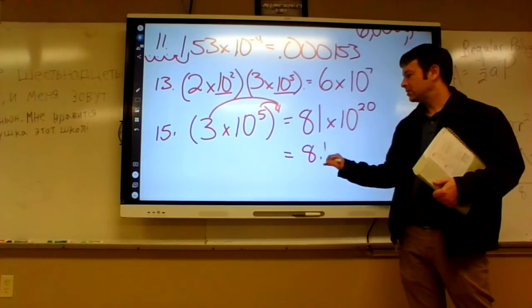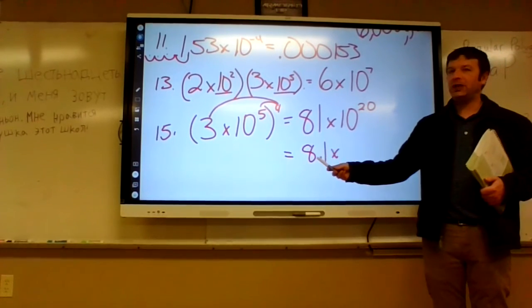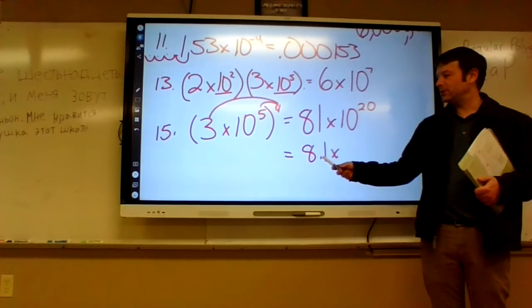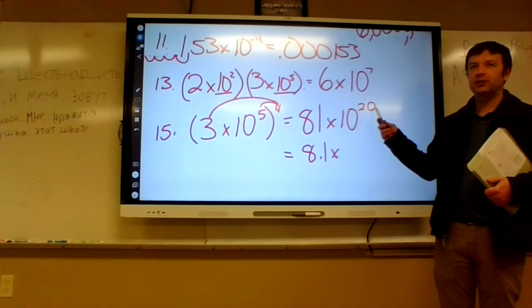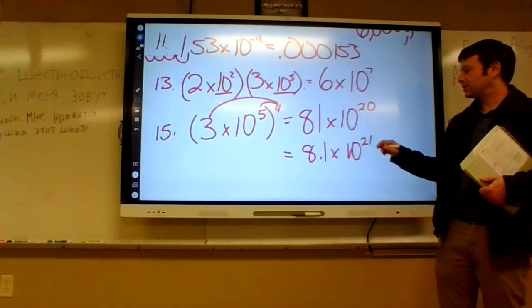Okay. I turned 81 into 8.1. So did I make that number smaller or bigger? So if I make this smaller by 1 move, I need to make this one bigger by 1 move to keep it balanced. So 10 to the 23rd.